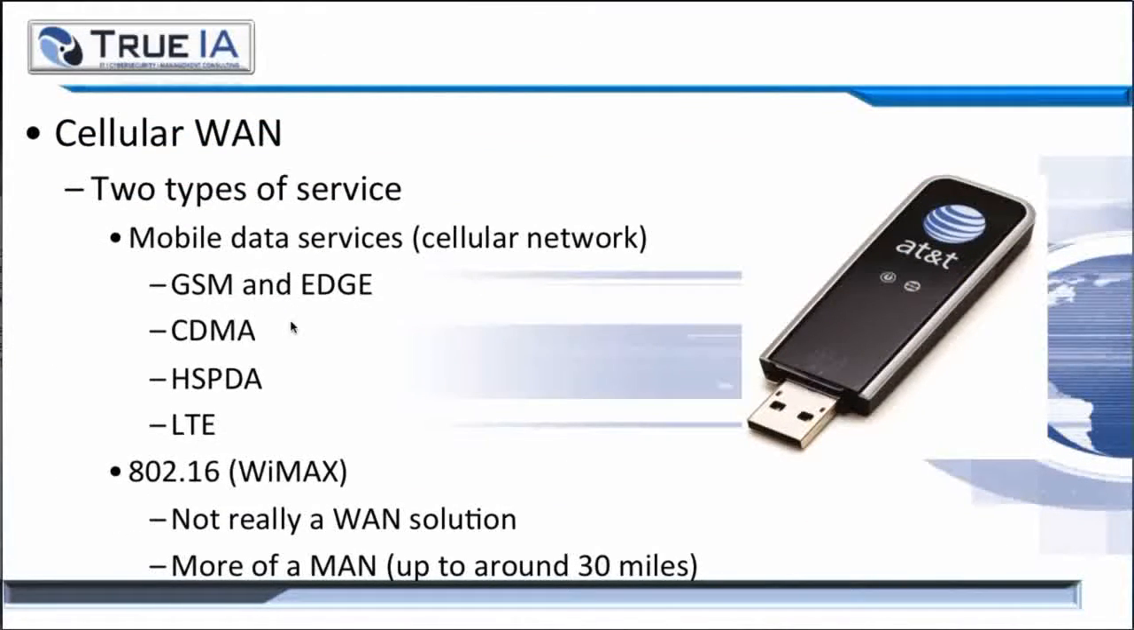And not to be outdone, many wireless carriers now offer internet service. Two basic types. Mobile data services, you know this primarily as your cellular network, whether it's GSM, CDMA, or LTE, or WiMAX. Not really a WAN solution. It is and has always been more of a MAN solution, or a metropolitan area network. It is only designed to cover about 30 miles.